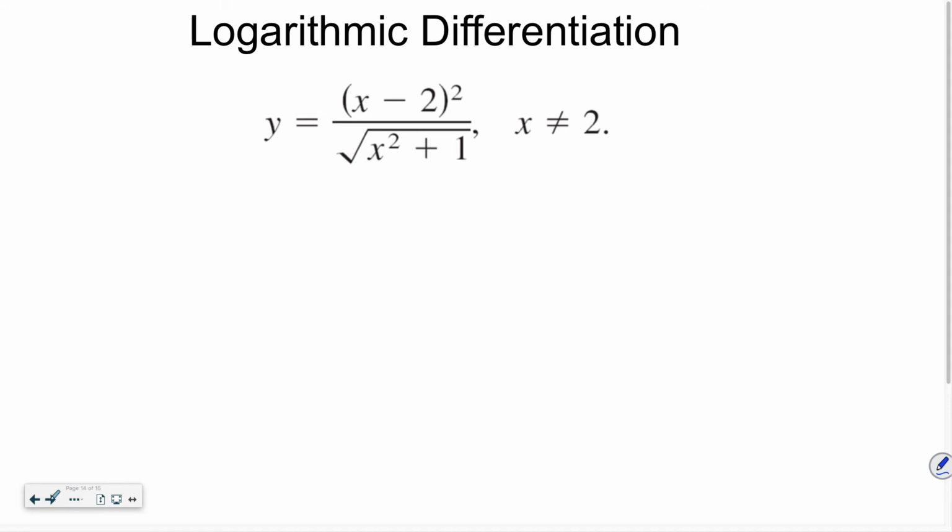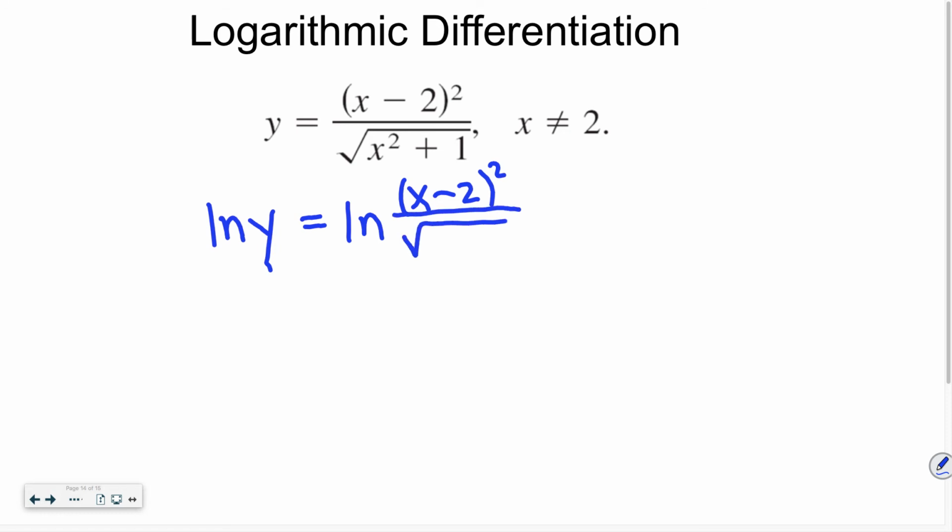Are we allowed to do the same thing to both sides of an equation? Yes, they balance each other out, right? So it is possible for us to take the log of both sides. Now, why would I want to do that? Because now we don't have to do the quotient rule anymore. Now we can use logarithmic properties to expand this out to where we have some basic derivatives to take implicitly.